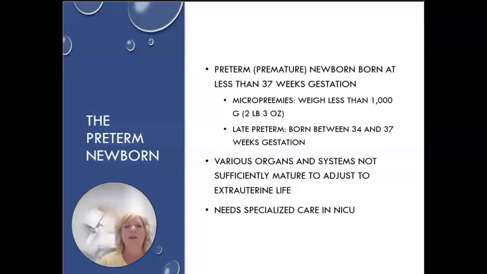Preterm babies are born less than 37 weeks. We have micropreemies. These guys are less than 1,000 grams. 1,000 grams is 2 pounds, 3 ounces. Late preterm is going to mean that they're born between 34 and 37 weeks. So between 34 and 37.